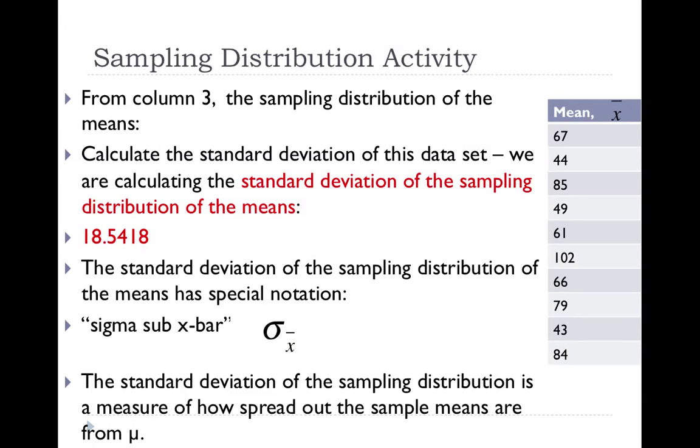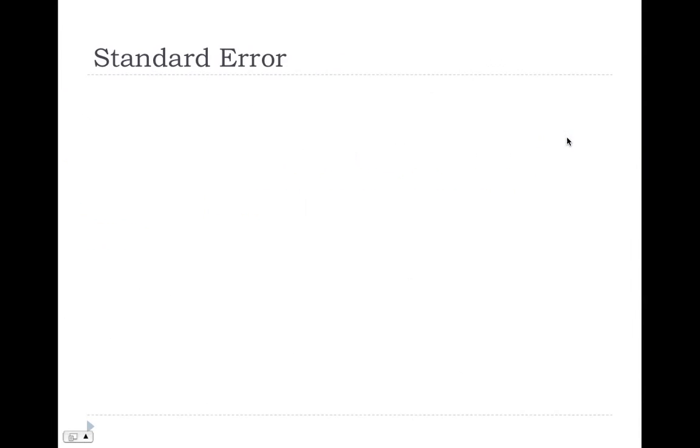The standard deviation of the sampling distribution is a measure of how spread out the sample means are from mu. Okay, so we remember that a standard deviation basically tells us how spread out or clustered data values are. So if we measure the standard deviation, it gives us an idea of how far these values in the sampling distribution are from the population mean mu.